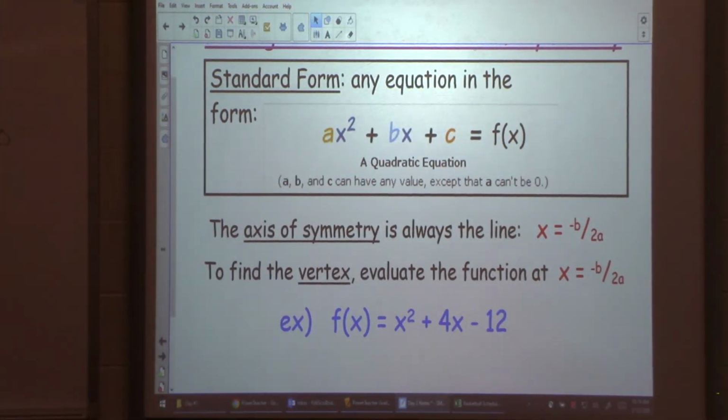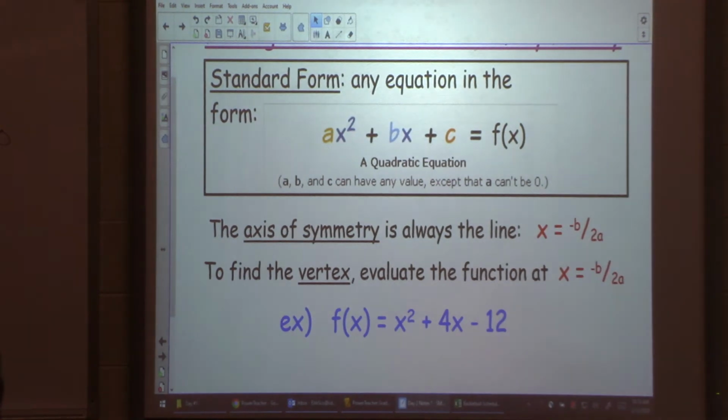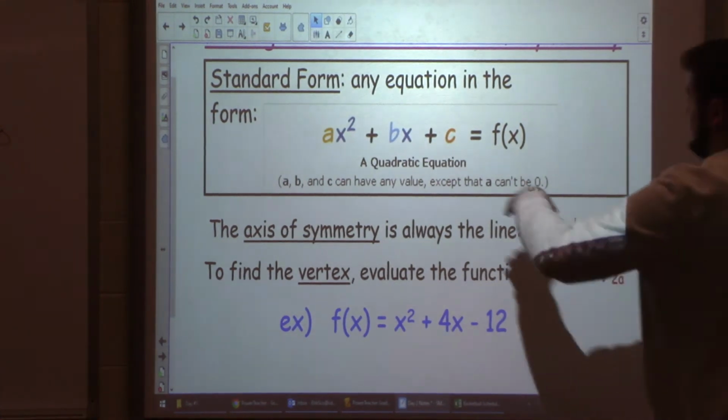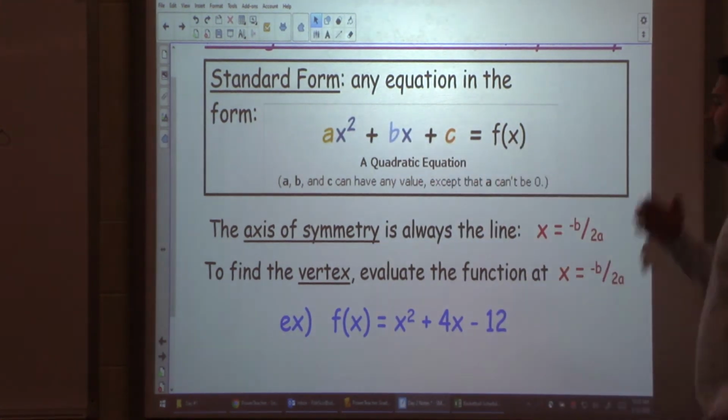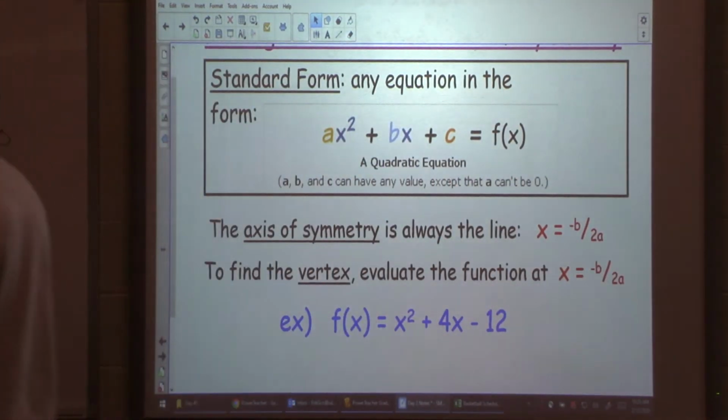It's a number, right? The number 3, is that ever going to change? No, right? Is the number 7 ever going to change? So a, b, and c are always numbers. They're constants. They're not changing. So ax squared plus bx plus c equals f of x. To find your axis of symmetry in standard form, you're going to do x equals negative b over 2a.